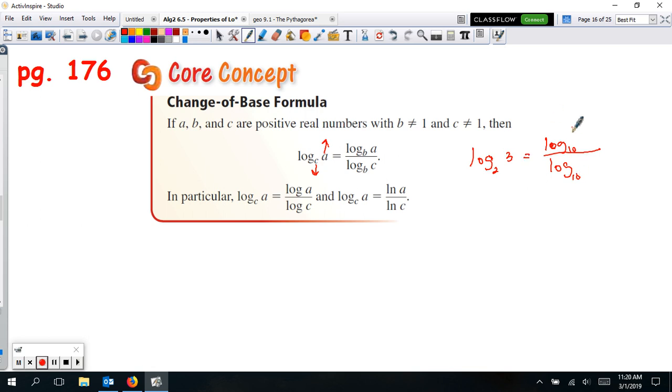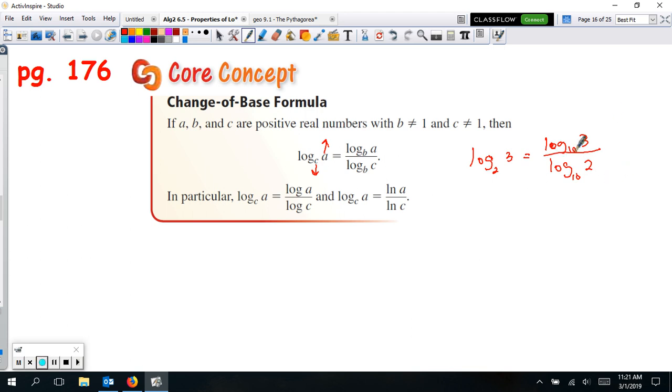3 is going to go in the top for the numerator. 2 will go on the bottom for the denominator. And now on the top I can calculate this on the calculator. I just hit the log button and 3 to give me my numerator number, log button and 2 to give me my denominator number, and then divide that. And that's all we have to do.